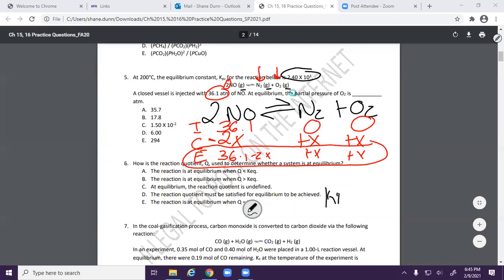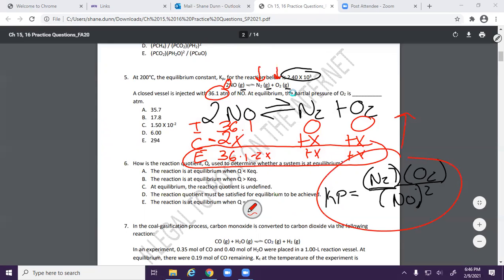Kp is equal to N2, parentheses of O2, over the parentheses of NO squared. I'm just going to take all this stuff right here and rewrite it up here with the actual numbers, okay? And I'm jumping around a lot. They don't give me a lot of room to write on.